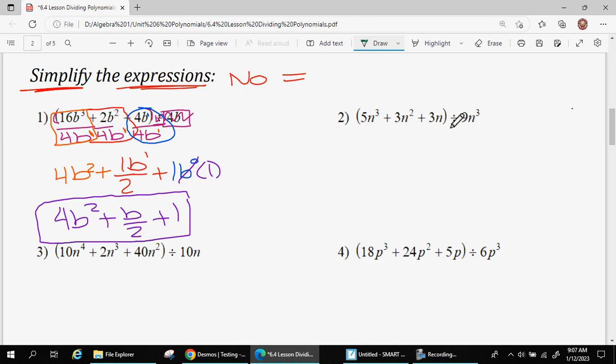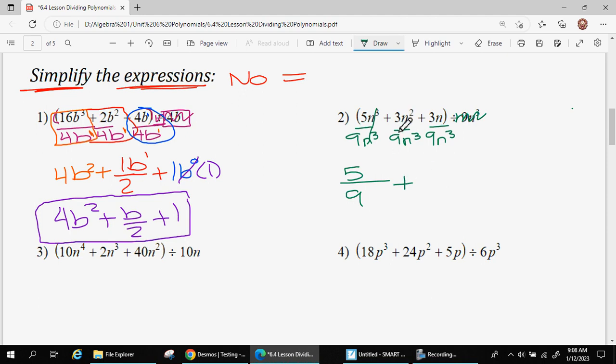So for this problem, I want to divide everything by 9n to the third. I should always write that, so I'm showing I'm dividing every term by 9n to the third, and then I'll get rid of that. So 5 divided by 9, that is as simple as it gets, so that's going to stay that way. N to the third divided by n to the third, 3 minus 3 is 0, and so these are essentially going to cancel each other out, and so that's just 5 over 9.